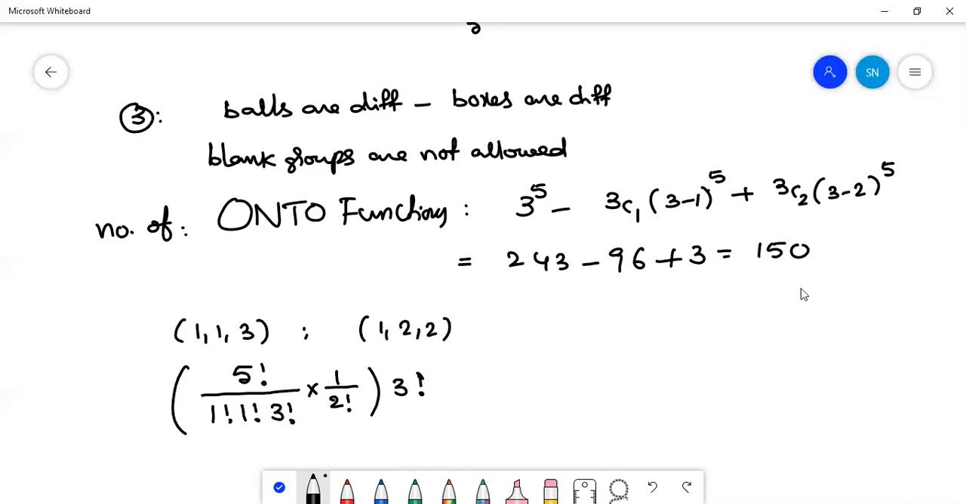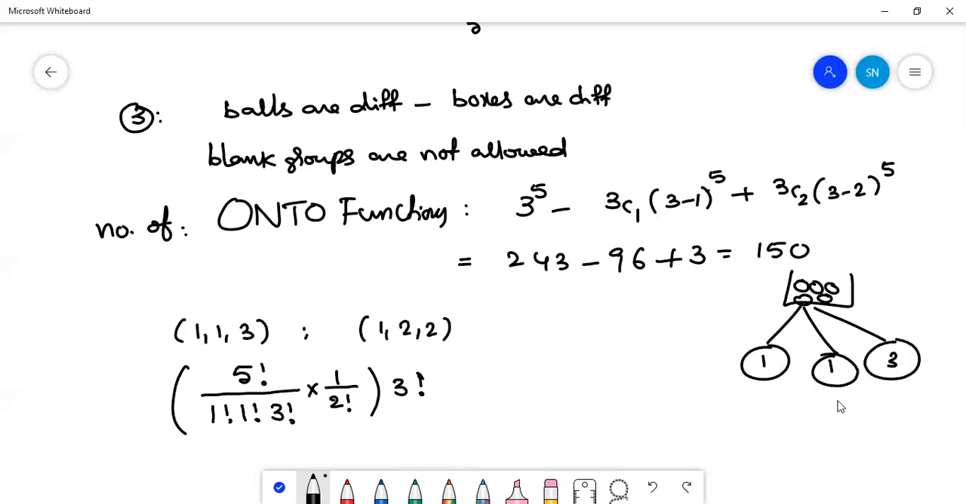So that means a total of 5 balls are there. We made them into the 3 groups. So this is one packet and this is another packet. This is a third packet. So these 3 packets must be arranged into 3 boxes. So 1, 1, 3 all are different, so 3 factorial ways. So this is the first step. This is the division. Next, arrangement into the boxes. So this is the general situation of how it is happening.